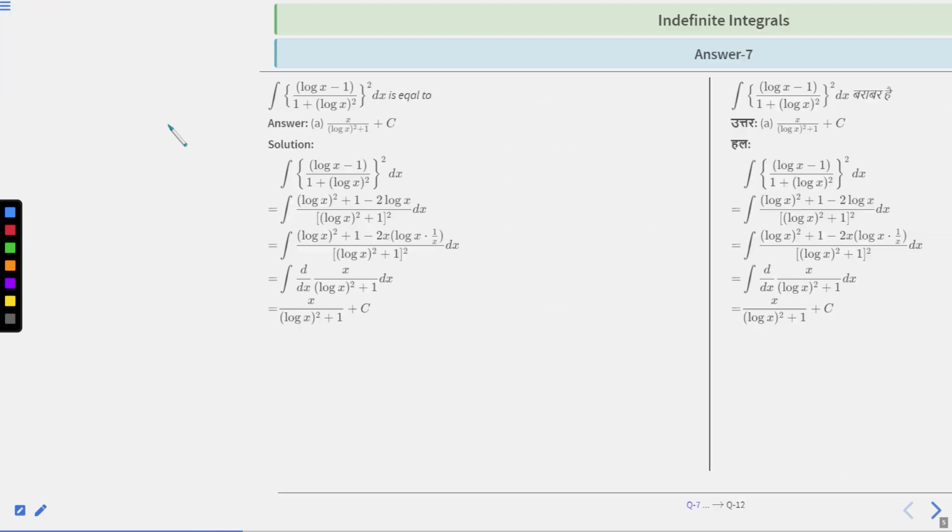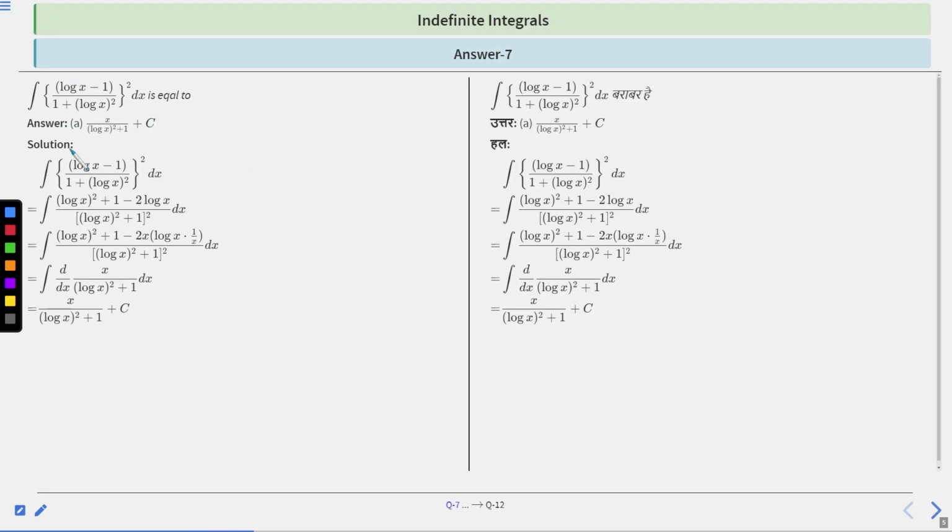Okay, let's move to the solution part. See, we have to find basically the integration of (log x minus 1) upon (1 plus log x square), whole square, dx. As we have discussed, (log x minus 1) square can be written as (log x square plus 1 minus 2 log x) upon (log x square plus 1) whole square dx. Now the integration of (log x square plus 1 minus 2 log x) can be split, and the second part can be written as minus 2x into log x into 1 by x dx upon (log x square plus 1) whole square.